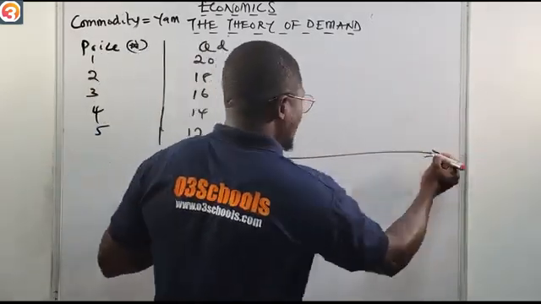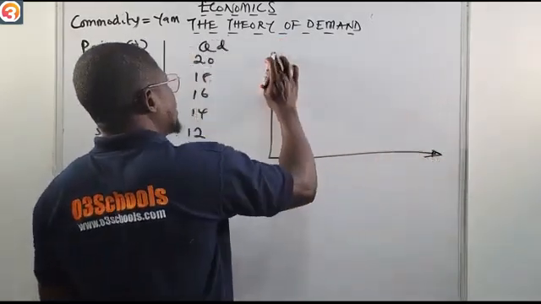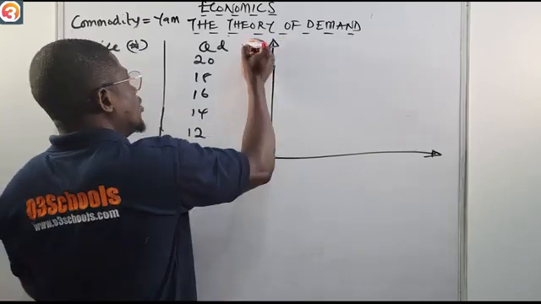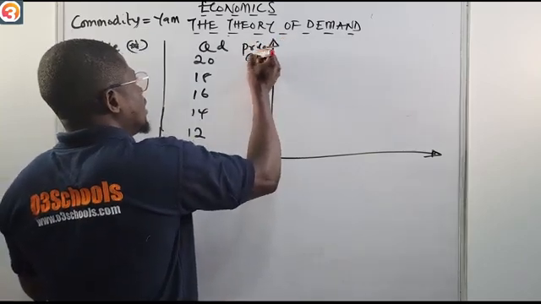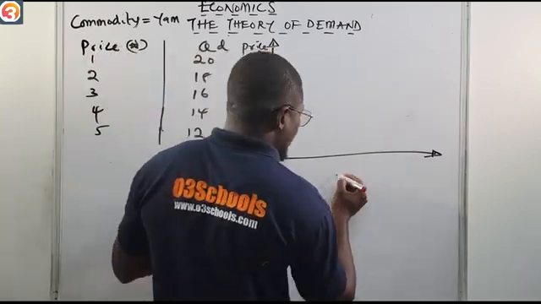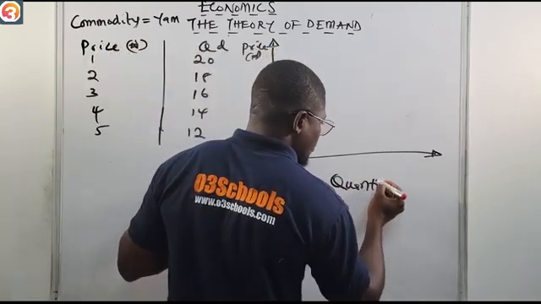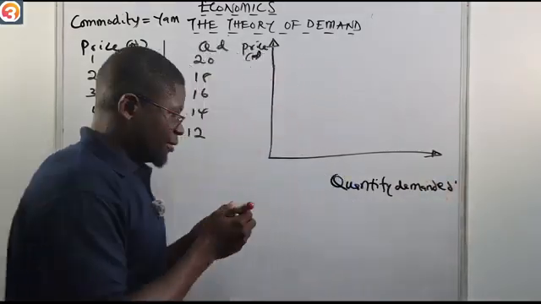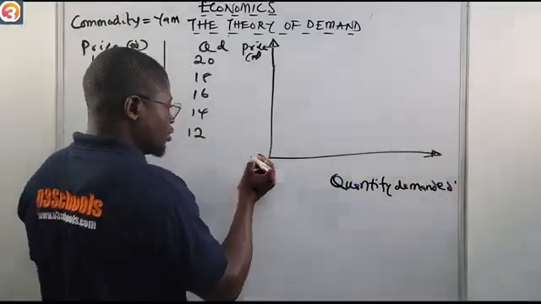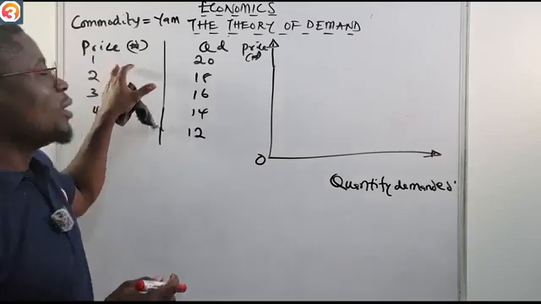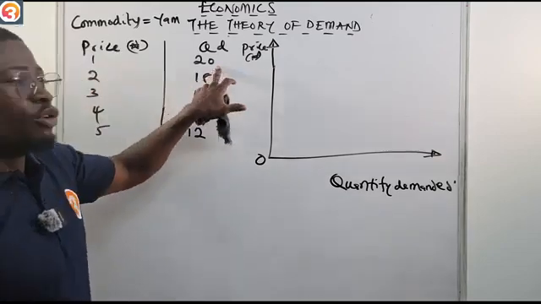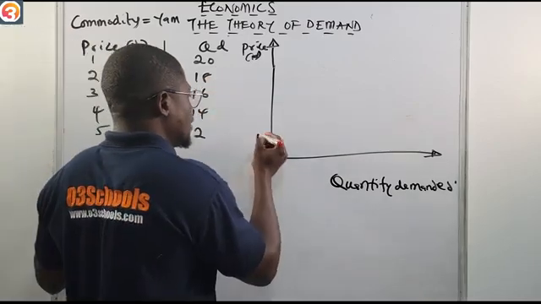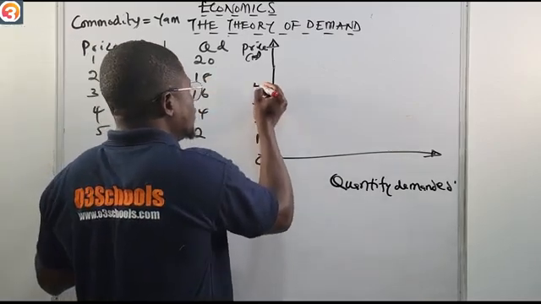We already said that for a demand curve, we usually have our price on the vertical y-axis. So here we have our price in naira, and here will be our quantity demanded. All right, so now let us begin. This is our point 0. When price was 1 naira, they demanded 20 units. So if this one is 0, this is 1, this is 2, this is 3, 4, 5.